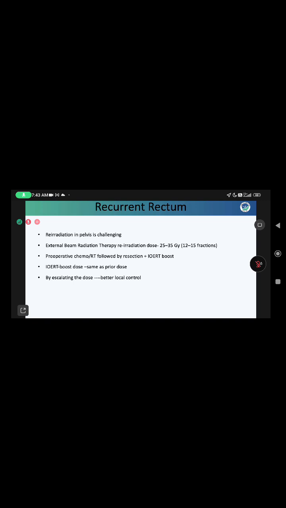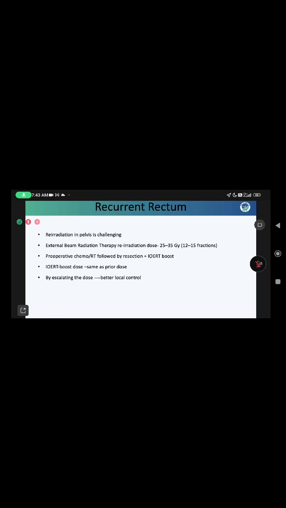So the re-irradiation to a moderate dose of about 25 to 35 gray with external beam radiation, followed by surgery, and then intraoperative electron boost will give better local control. All these patients, if you feel that they are not potentially resectable or you are going to get a positive margin, most of them would have been dismissed as palliative cases. Now even those cases we can think of cure, because we can escalate the dose of radiation with IOERT.